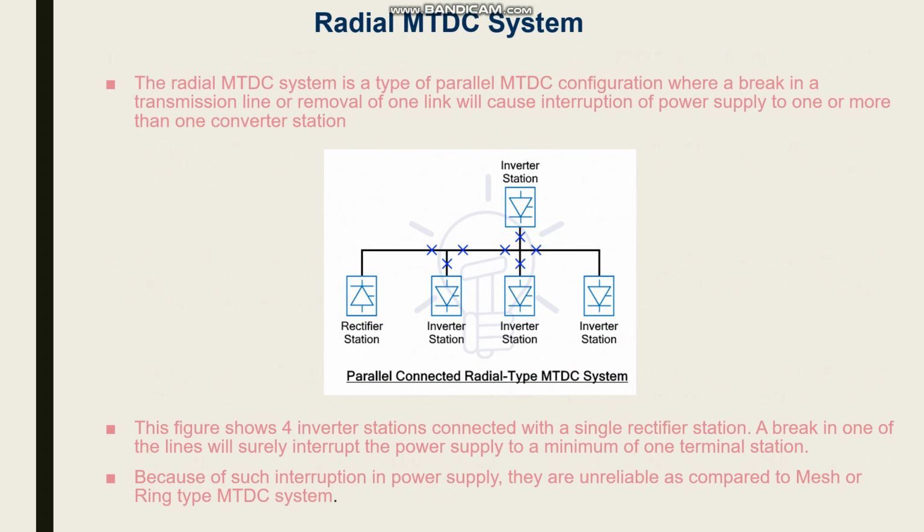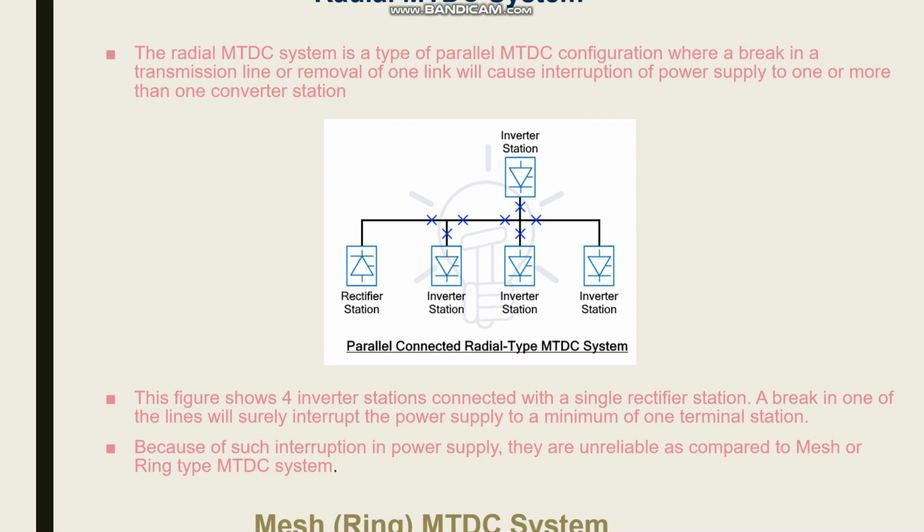Okay, radial MTDC system. The radial MTDC system is a type of parallel multiple terminal DC system configuration where a break in a transmission line or removal of one link will cause interruption of power supply to one or more converter stations. This figure shows 4 inverter stations connected with a single rectifier station. A break in one of these lines will surely interrupt the power supply to a minimum of one terminal station. Because of such interruption in power supply, they are unreliable as compared to mesh or ring type MTDC systems.